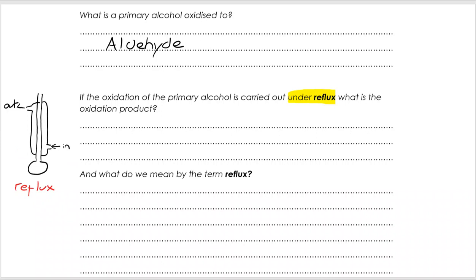Well, if we do take a primary alcohol and we oxidize it and we do this under reflux, it doesn't stop at an aldehyde, it goes to a carboxylic acid. So ethanol goes to ethanal, goes to ethanoic acid. What do we actually mean by the term reflux? Well, what's the purpose of this upright condenser?